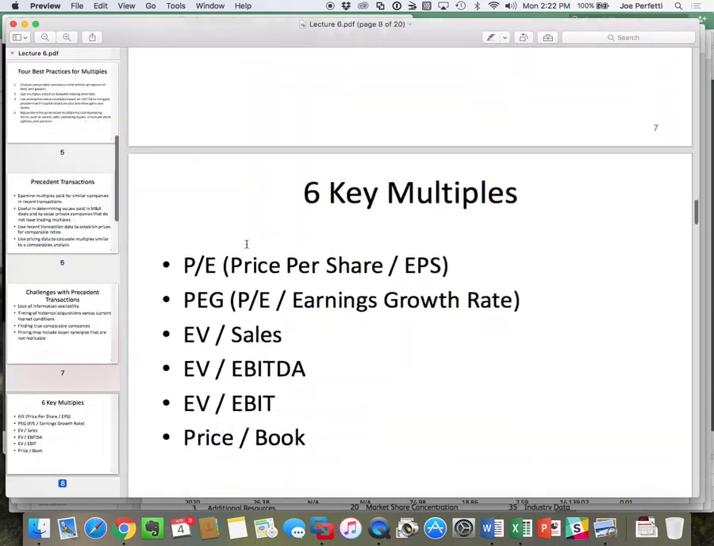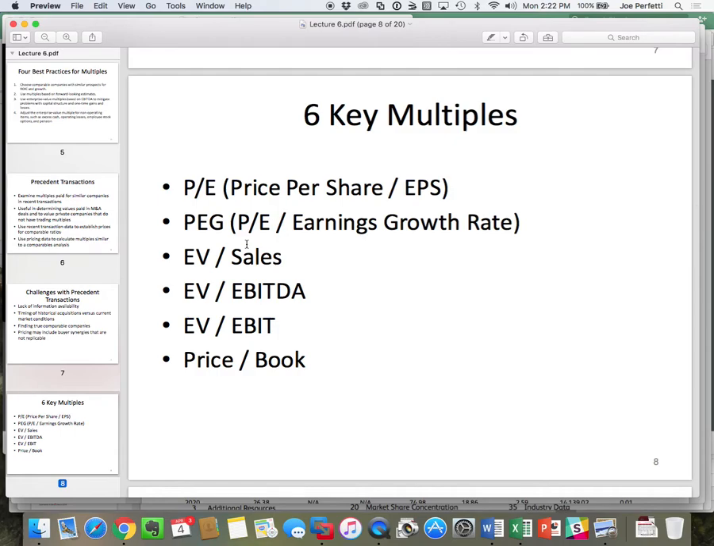So in the interest of time, and again, I'm assuming you read the book, these are the 6 multiples we're going to focus on this semester. They are the PE, the PEG, the 3 enterprise value ratios, EV to sales, EV to EBITDA, EV to EBIT, and something called the price to book multiple. Okay, so what we're going to do is we got to calculate these multiples on a forward basis.